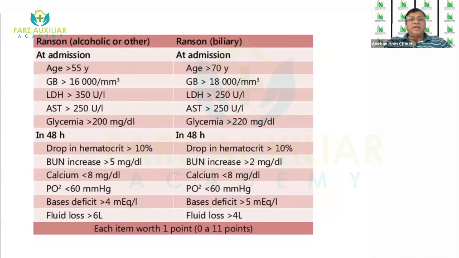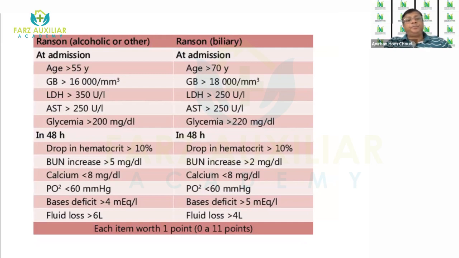Again, in Ranson criteria, you will have to find this. There are slight differences between modified Ranson, which is for biliary pancreatitis, and the original Ranson for alcoholic and other causes, both at admission and at 48 hours. Here you can see very clearly that in terms of age, it is more than 55 years in the original, and in modified Ranson, it is more than 70 years.